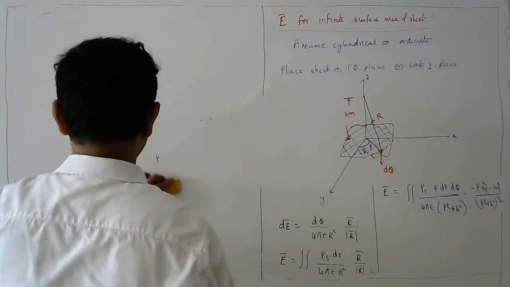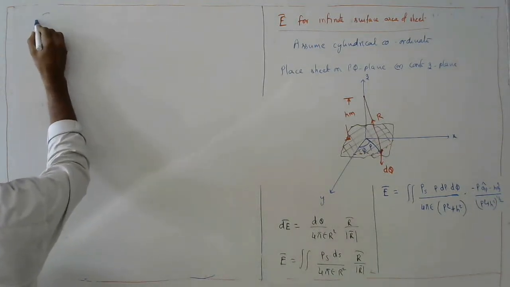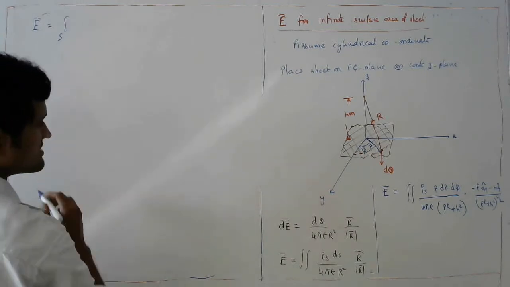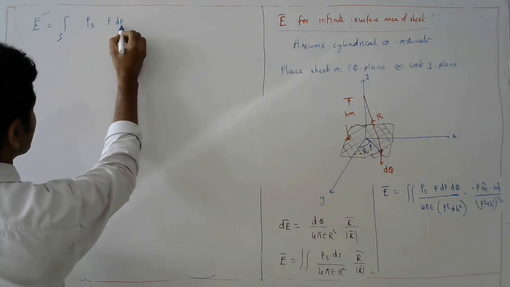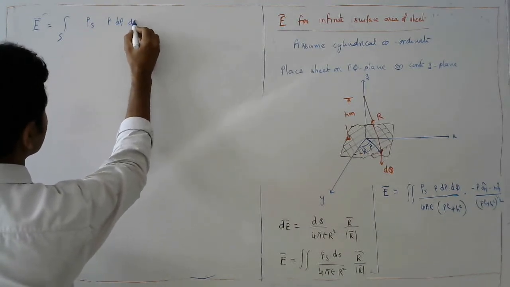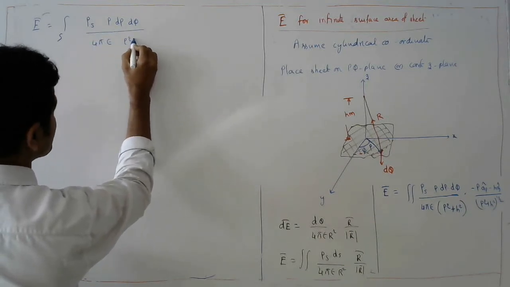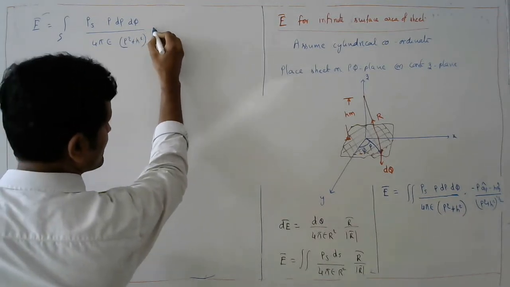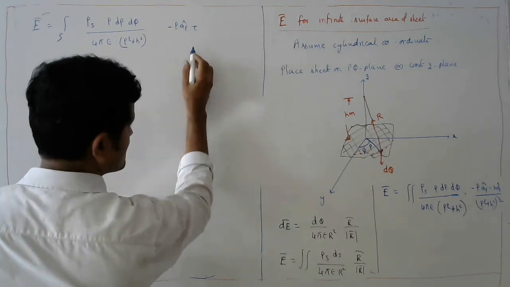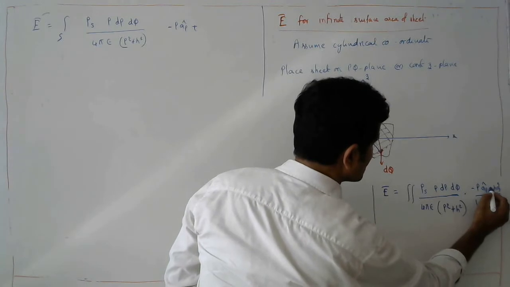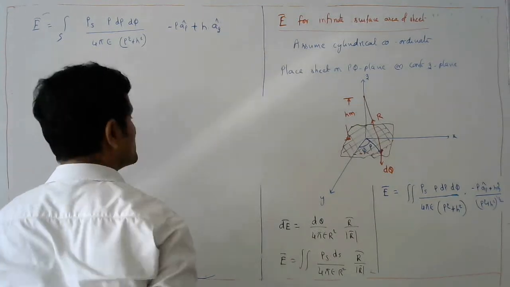We will get the expression for E bar. So this E bar I can write as the surface integration of rho s rho d rho d phi by 4 pi epsilon into rho square plus h square into minus rho into a rho cap plus, with z equal to h, h into a z cap.